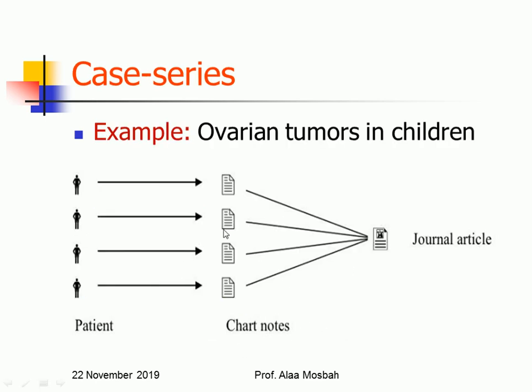Example for case series: when I collect 7 cases of ovarian tumor in children and did laparoscopic oophorectomy or ovarian cystectomy, okay, I described all the data about them, but I have no control group. So this is called case series. So I collect the data from patients, short notes, then publish in the journal.